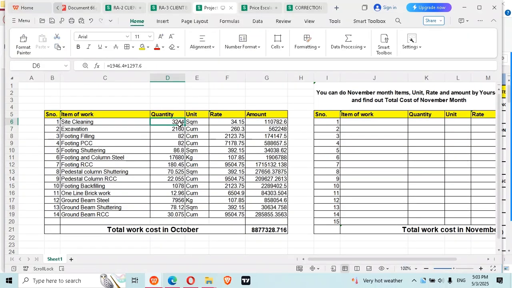Look, you can see here, and then look for excavation. How many times do we have excavation? Add all of the values, and do the same for every item. So finally we just wrote the quantities. Okay, and then these are the units, you can see here, and these are the rates.